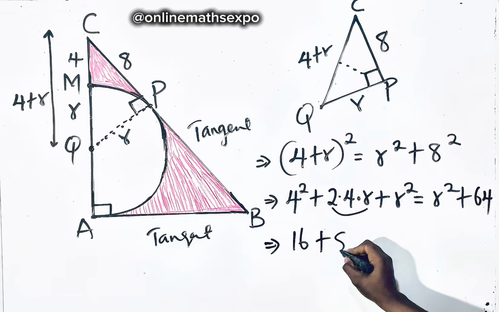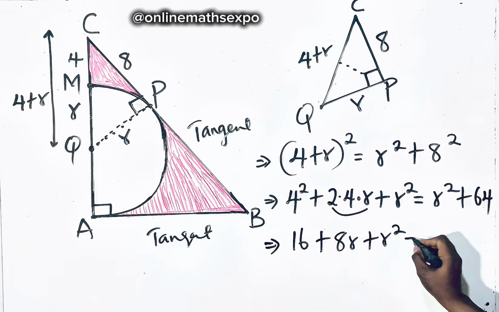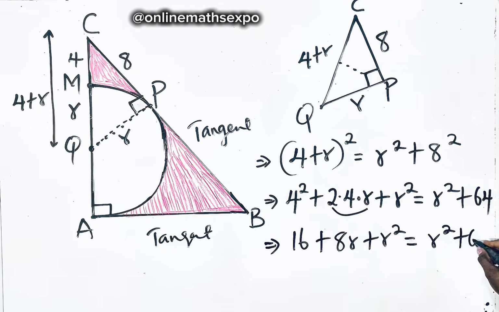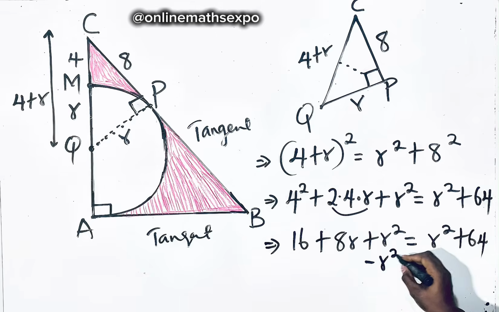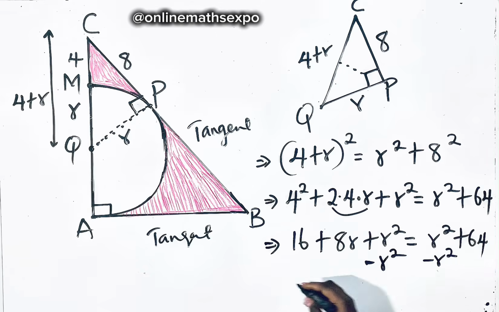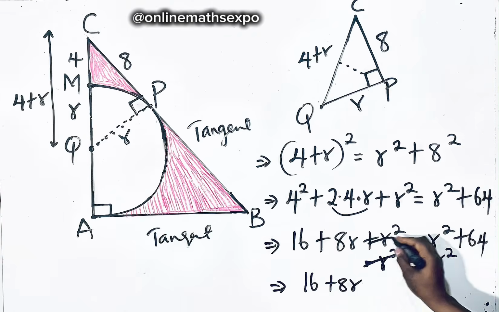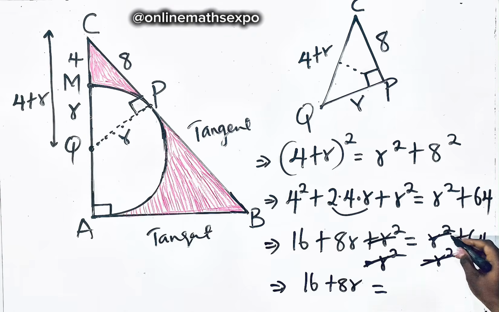Multiply this, it gives us 8r plus r squared is equal to r squared plus 64. What did you observe? You can remove this, they are both positive, so you subtract from both sides. And when you do that, you will have 16 plus 8r, subtract this is 0, subtract is 0, is equal to 64. What do you think we should do next?